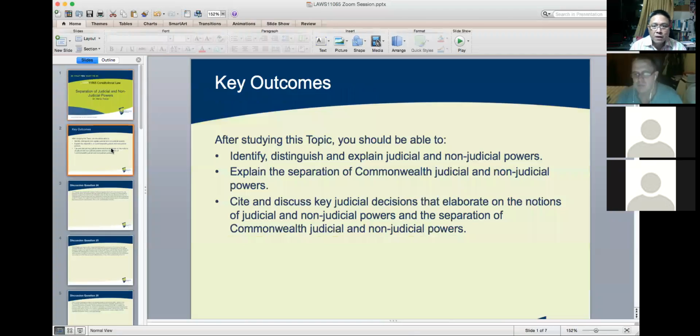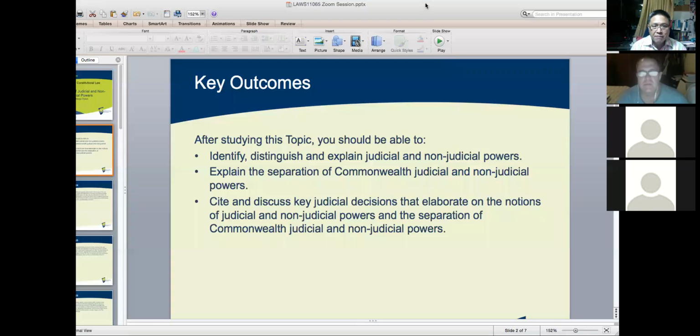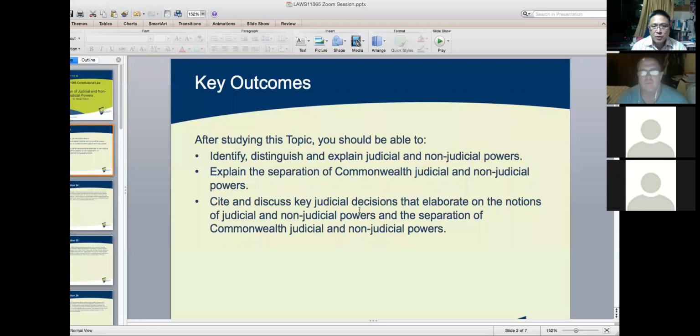Okay, so in terms of key outcomes, you should be able to identify, distinguish, and explain judicial and non-judicial powers, explain the separation of Commonwealth judicial and non-judicial powers, and then cite and discuss key judicial decisions that elaborate on the notions of judicial and non-judicial powers and the separation of Commonwealth judicial and non-judicial powers.